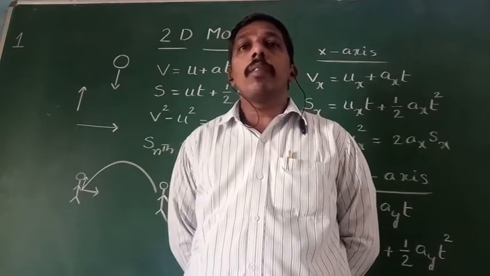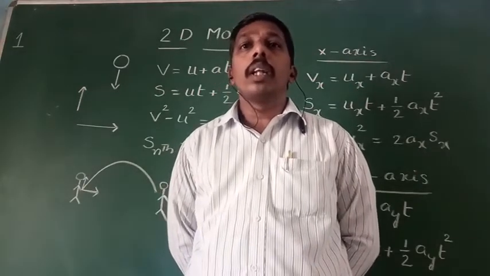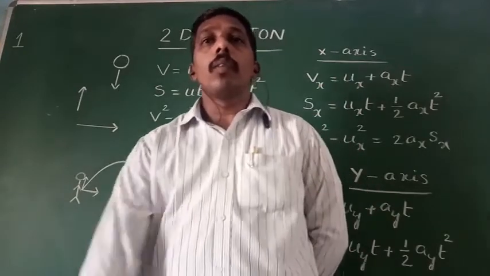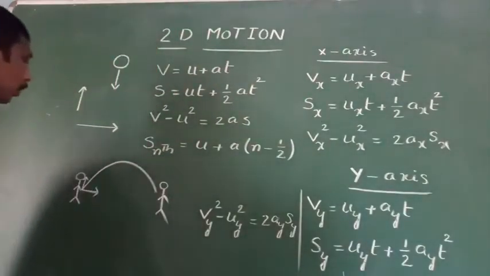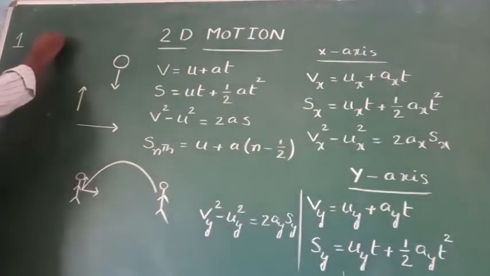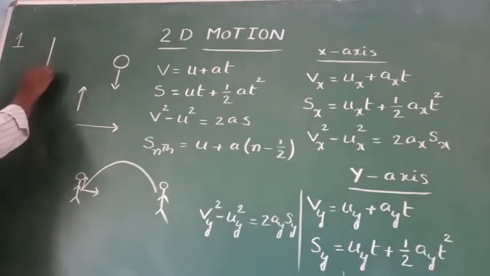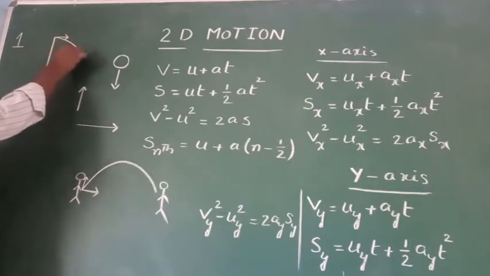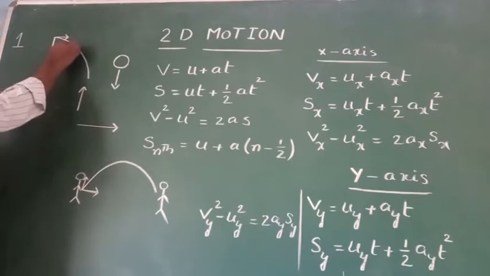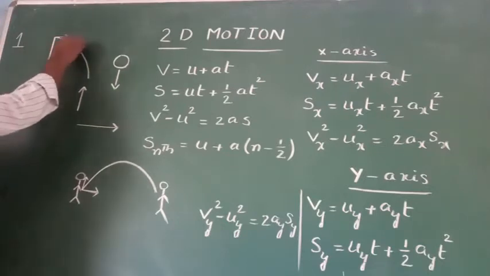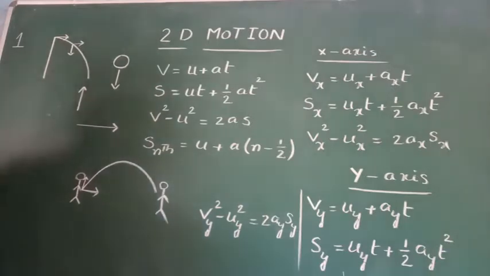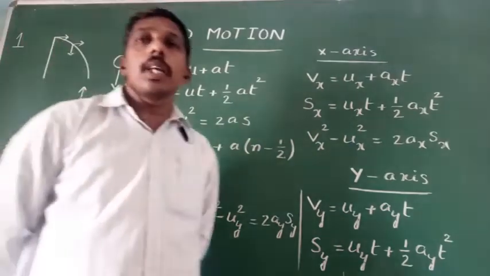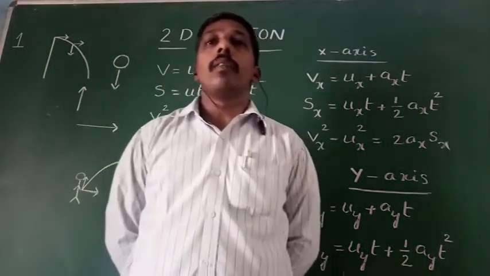Suppose a bullet is fired from a gun, that also travels in two directions. One is along the horizontal direction, the second is the vertical direction. Similarly, suppose you throw a ball from the top of a tower, you throw a body along the horizontal direction. This body also travels like this, simultaneously moving in the downward direction and along the horizontal direction also. That means in all these conditions, bodies have two velocities. One is along the horizontal direction and one is along the vertical direction.